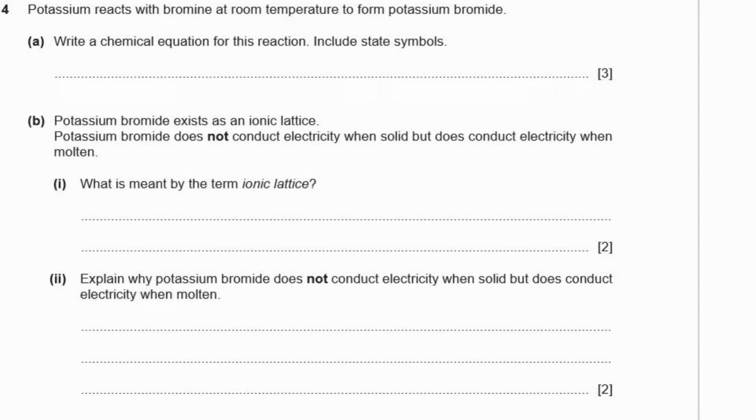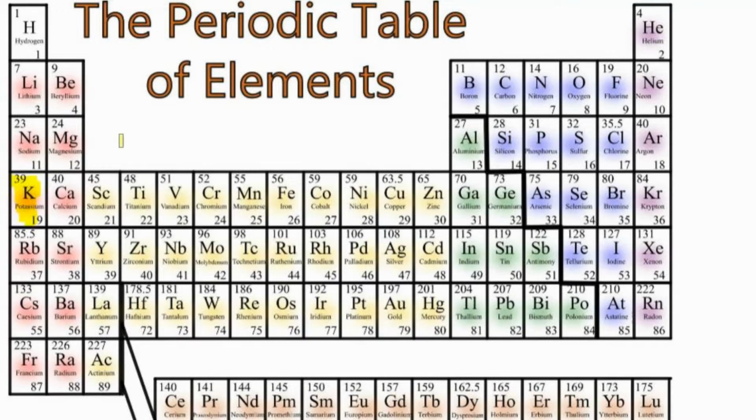Okay, so question 4. Potassium reacts with bromine at room temperature to form potassium bromide. A. Write a chemical equation for this reaction and include state symbols. So potassium is K, and that is a solid at room temperature. Bromine is Br2, and that is a liquid at room temperature. Okay, and that produces potassium bromide, KBr. Just double check. So K is in group 1, so it's a charge of 1 positive, and Br is in group 7, so it's a charge of 1 negative, so it is KBr.